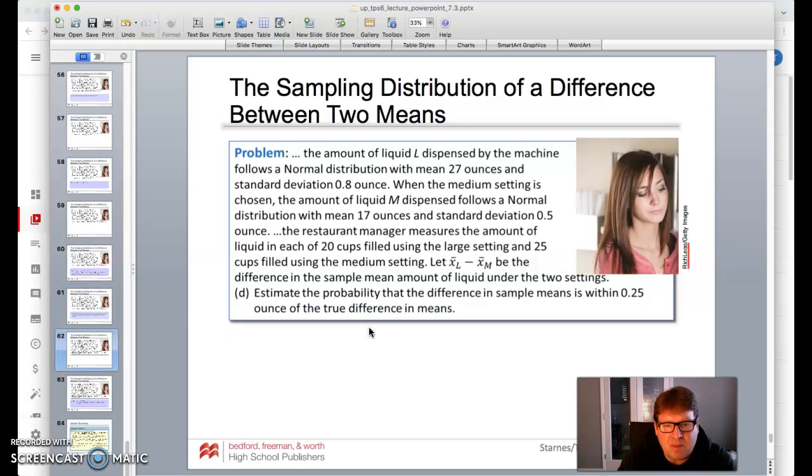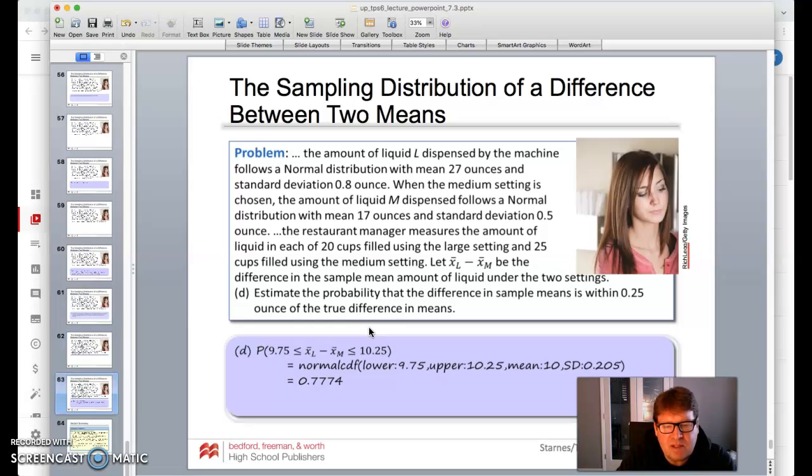Now, if we were to estimate the probability that the difference in sample means is within 0.25 of the true difference in means, well, our mean difference in means was 10, so let's go down from 9.75 up to 10.25. We can just use our technology in this case, so we have our lower and upper bounds, and we had our mean of 10 and our standard deviation of 0.205. Sometimes using that technology is a good thing to do. We see that the probability that it's within is about 77.74%. Kind of nice to use that technology there a little bit.